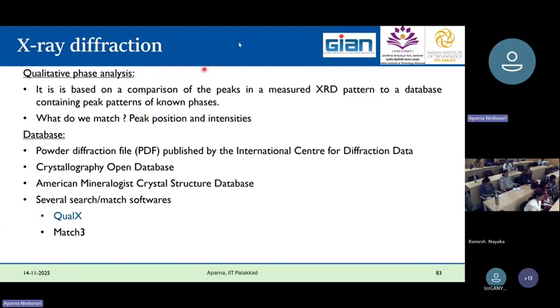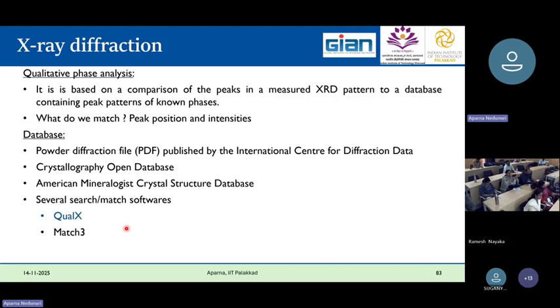The databases that are widely available are these. And now we'll see one such example using Qualx software. Qualx is again a freeware that you can download from the website, and then you can use this software to identify unknown peaks. But while using it, we should be a bit careful. We cannot just take whatever it is telling us. There is another software, which is not a free version, Match 3.